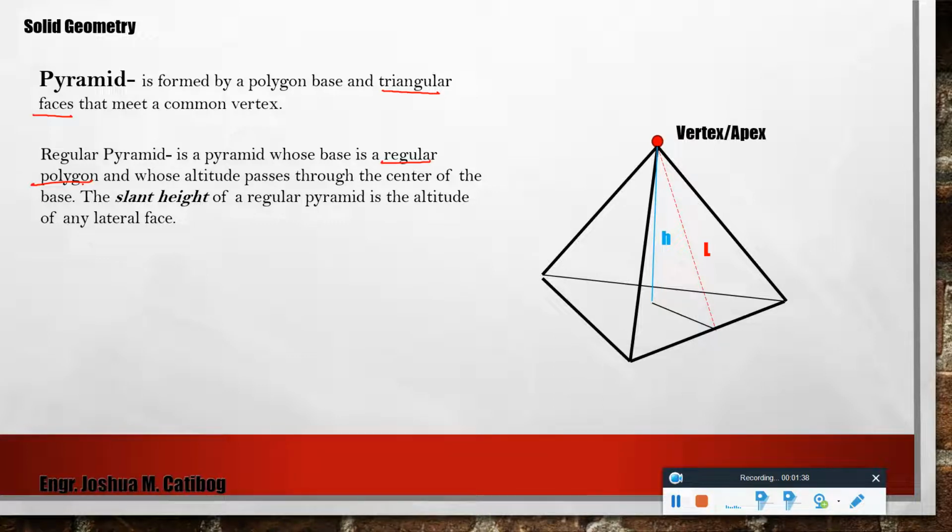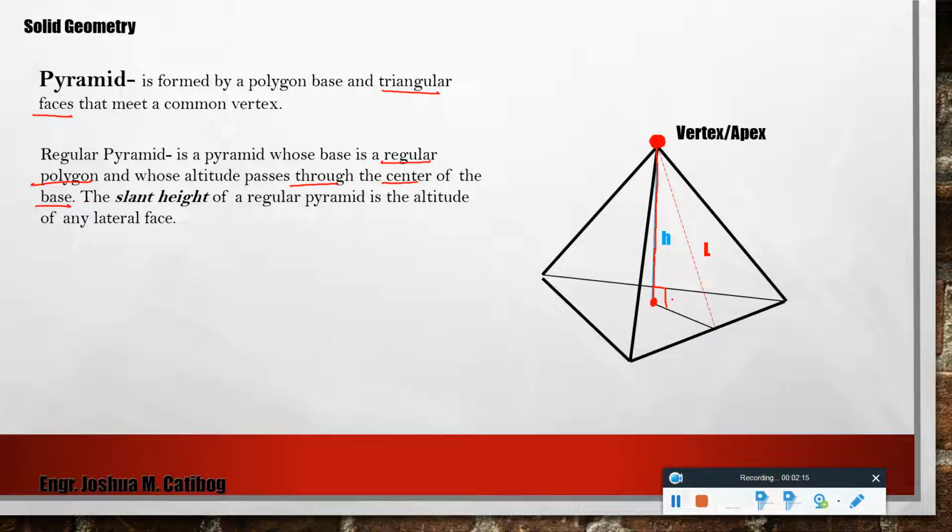So tandaan nyo guys, when we say regular pyramid, the base is a regular polygon and the altitude. Okay, what is the altitude? Ito po yung height ng ating pyramid. Passes through the center of the base. So if this is the apex po natin, mag-drawing po ako ng isang line pababa. Okay, which is H. So tatama po siya dito sa ating center ng ating polygon. So basically guys, itong ating center na to, it must be perpendicular with our base.